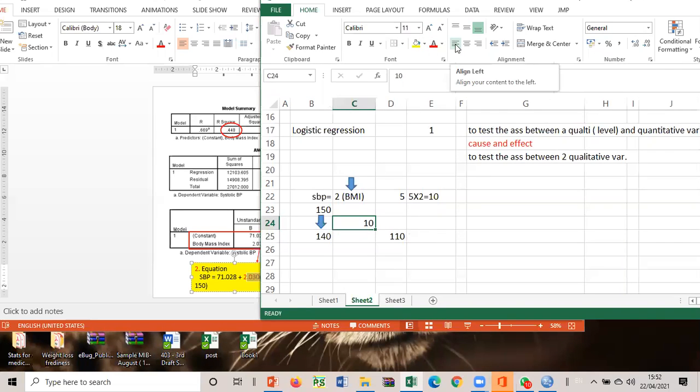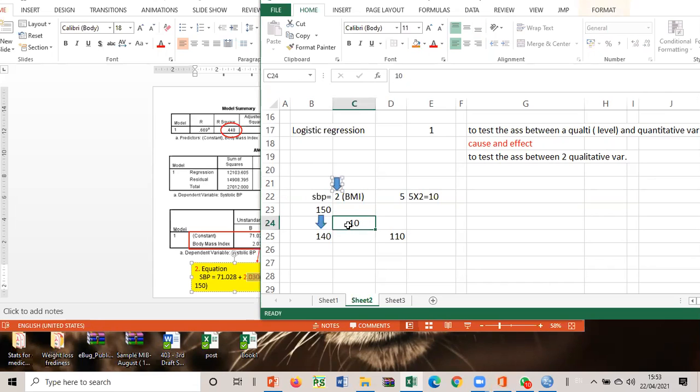Understand? Anybody doesn't understand this concept? It's not simply just clicking a button. Ideally, his BP is 140. Now it's 150. Let's say every unit increase in BMI, BP goes up by 2 points. Every unit decrease in BMI, BP goes down how much? 2 points.